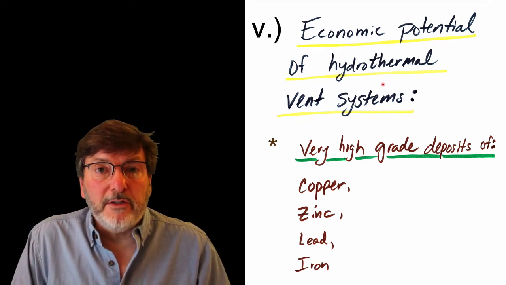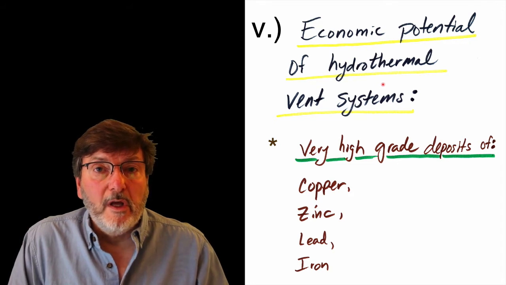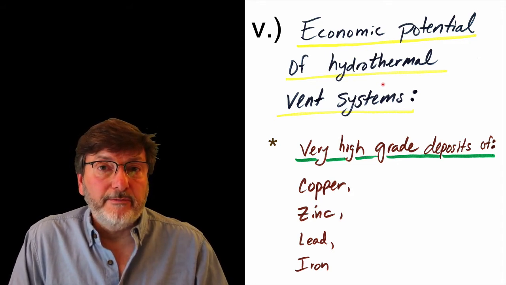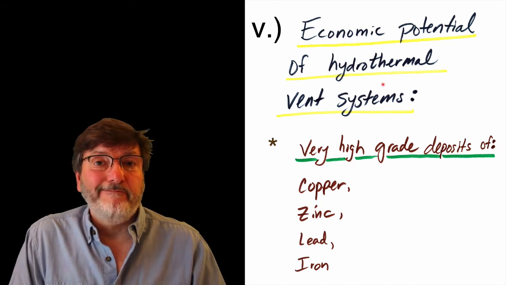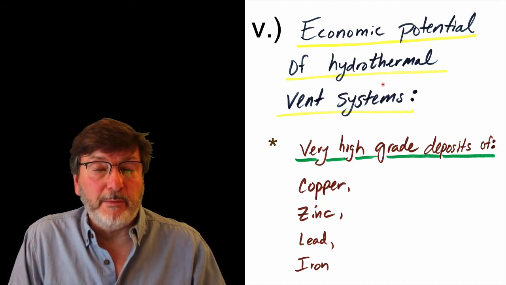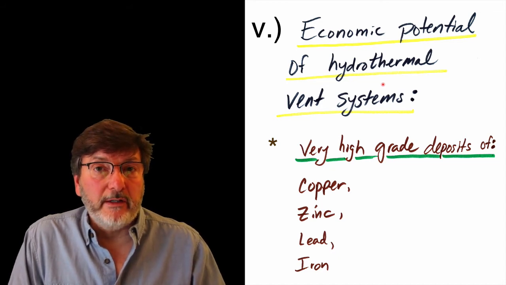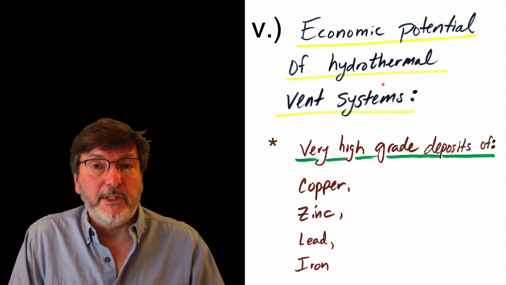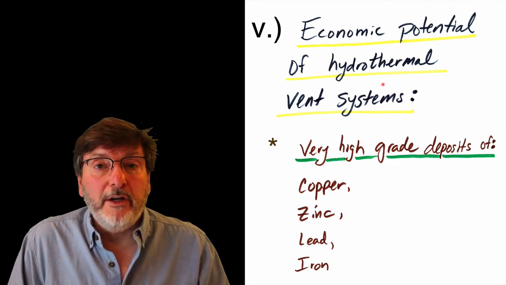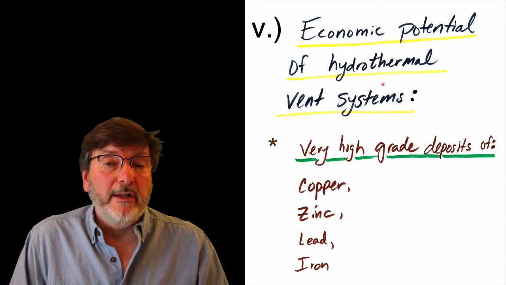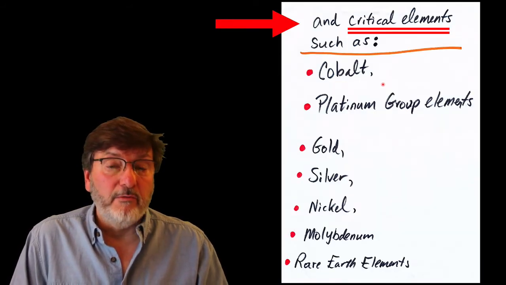Because these are concentrated, metal sulfide-rich systems, they're very economical. The problem is they're 2 kilometers down under the ocean. Companies are starting to look at them as potential sources to mine and to extract metal-rich materials from the seafloor. So they form very high-grade metal deposits that are copper, zinc, lead, iron rich.